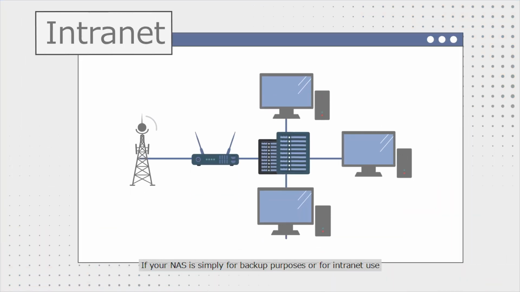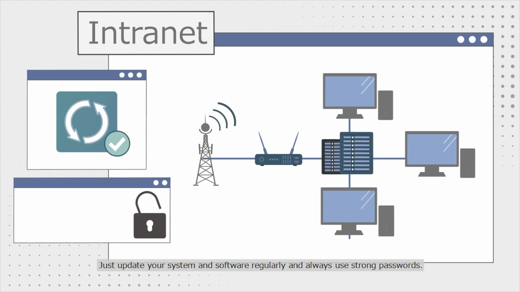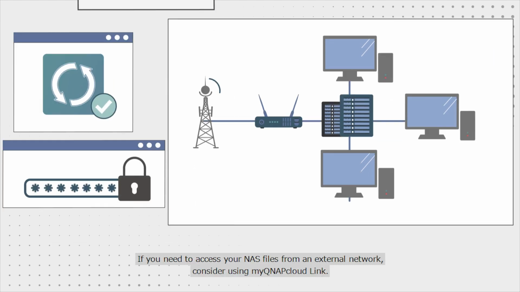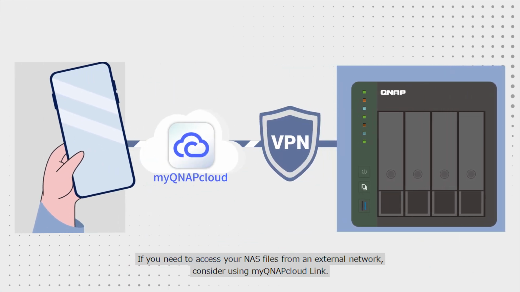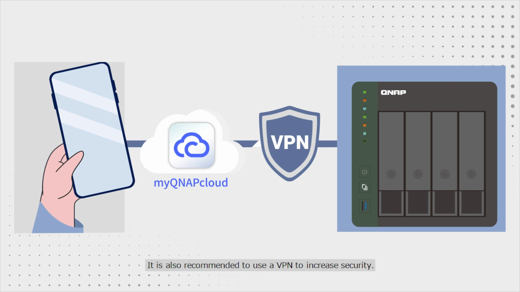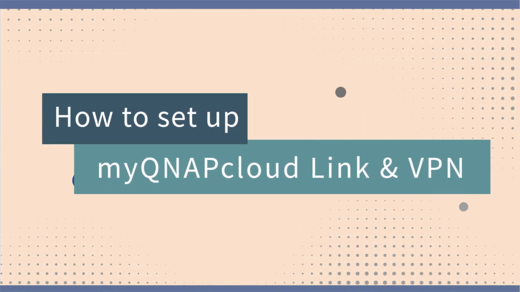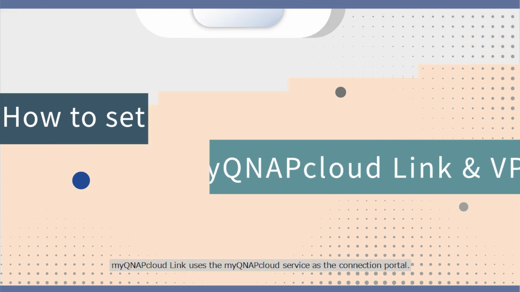If your NAS is simply for backup purposes or for intranet use, you don't need to configure any Internet-related settings. Just update your system and software regularly and always use strong passwords. If you need to access your NAS files from an external network, consider using myQNAPcloud link. It is also recommended to use a VPN to increase security. Next, we describe how to set up myQNAPcloud link and VPN.